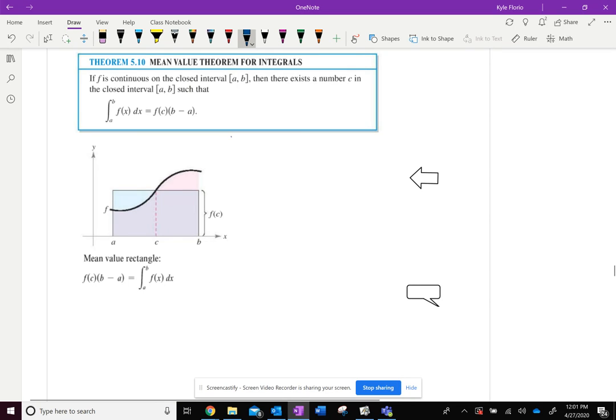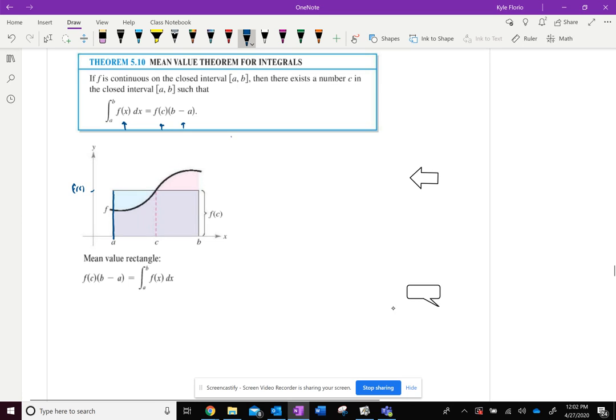That's just the width. So the height of this rectangle is f of C, and the width is from A to B. That's just B minus A, right? Subtraction tells you the distance from A to B. So if I take the base times the height, that's going to give me the area of the rectangle, which is going to be the exact area under the curve, because you can kind of take a curve and sort of force it into a rectangle.